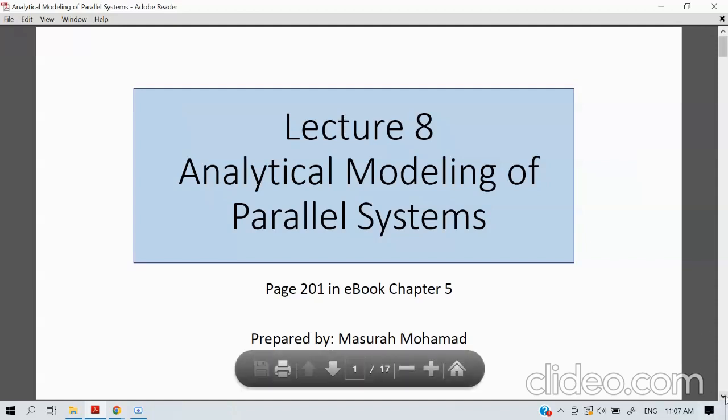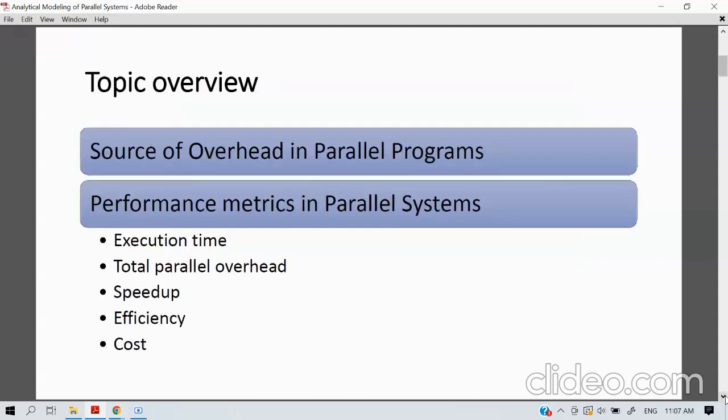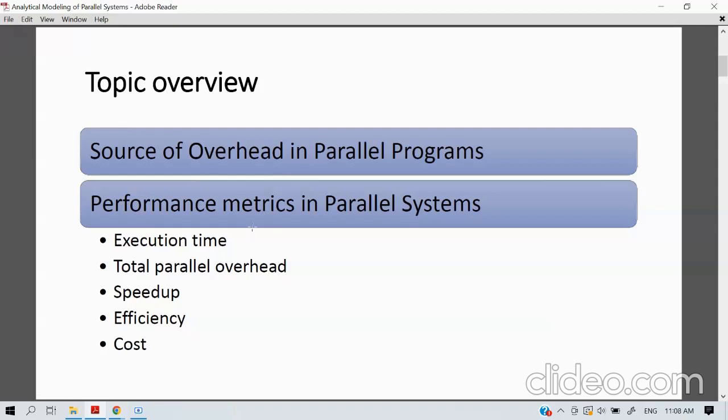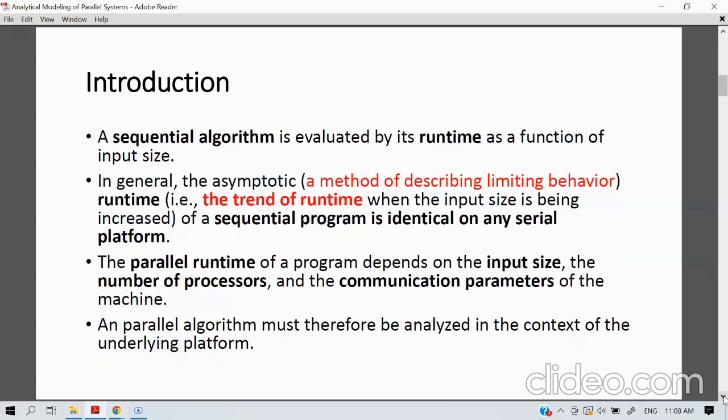Okay, so what we are going to learn today is the sources of overhead in parallel programs. What are the factors that create the overhead during the parallel programs? And then what are the performance metrics? These are the measurements that we are going to use to measure our parallel program or parallel system performance. So we will look at these one by one. Okay. So let's look at the introduction.